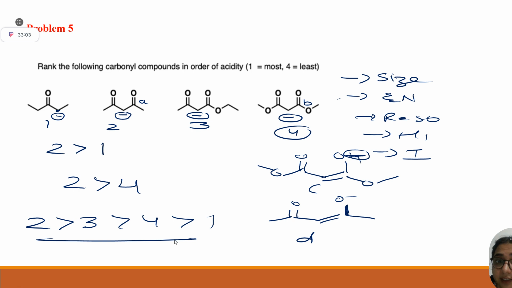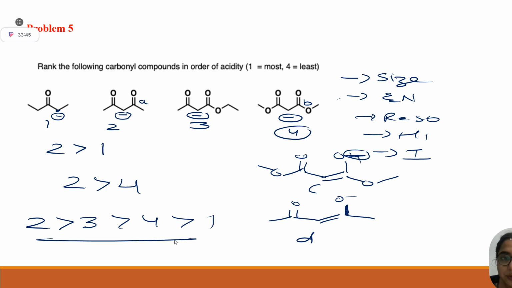Students, here they are asking about acidity, not keto-enol form. Again, read the question carefully. Here they are asking to rank the following carbonyl compounds in order of acidity. So here you have to check the stability of the conjugate base. Conjugate base means you have to check the stability of anions, right? They are not asking which enol form is more stable and which is not. They are asking their acidity, and acidity you have to decide by the stability of the conjugate base, meaning the stability of that conjugate anion formed. Understood?